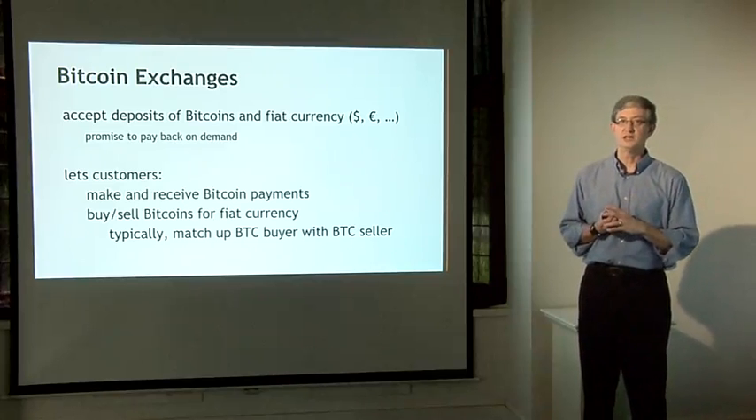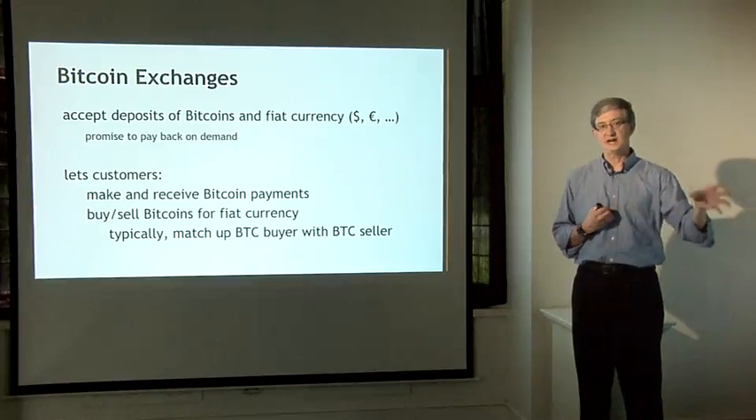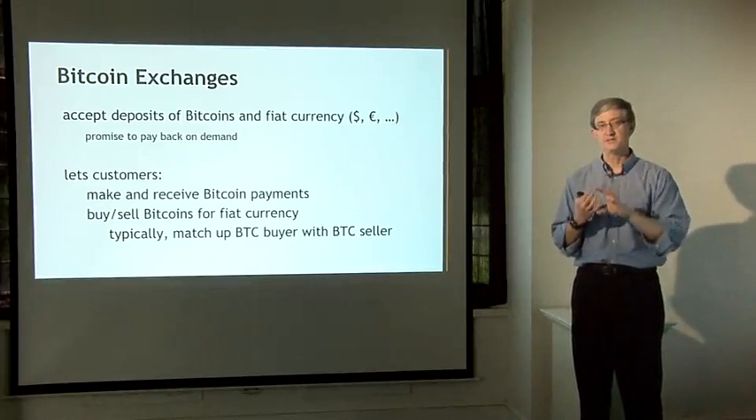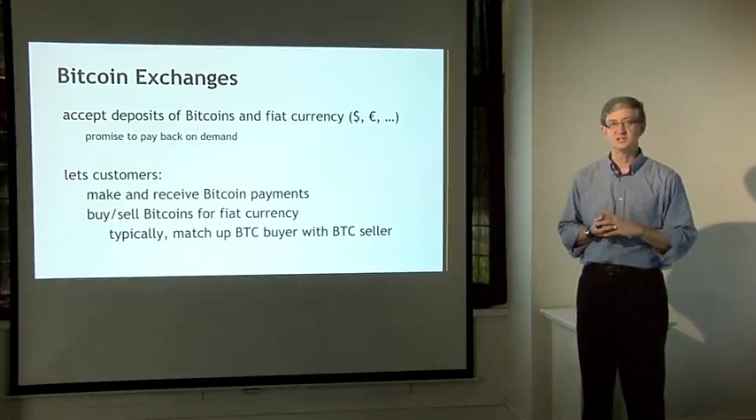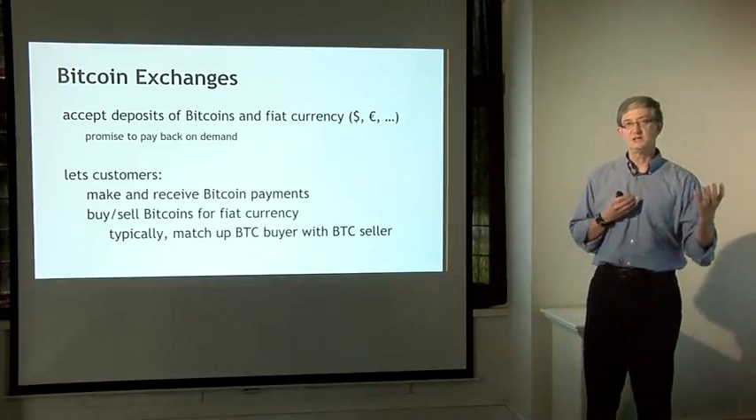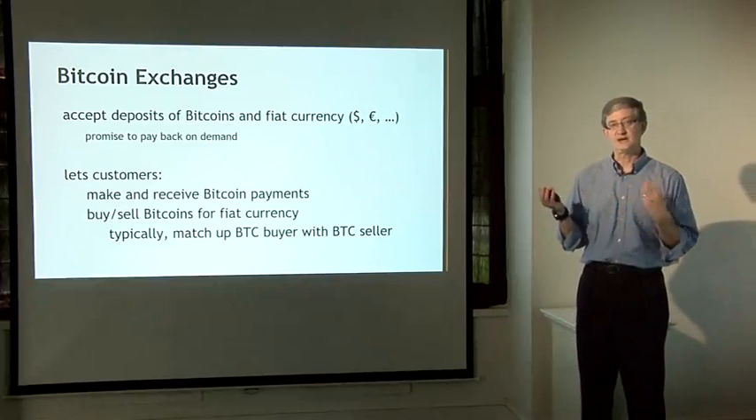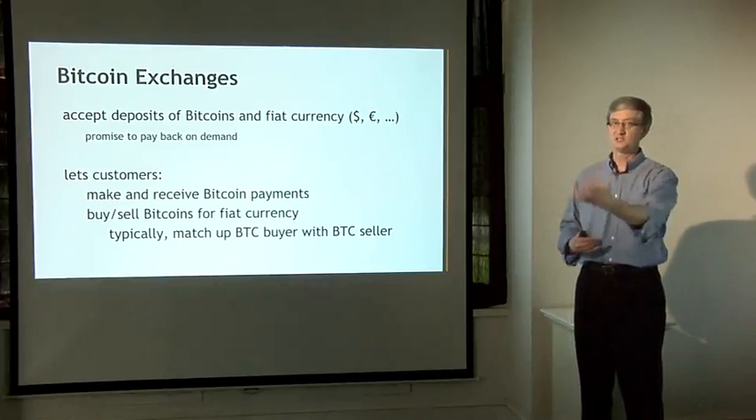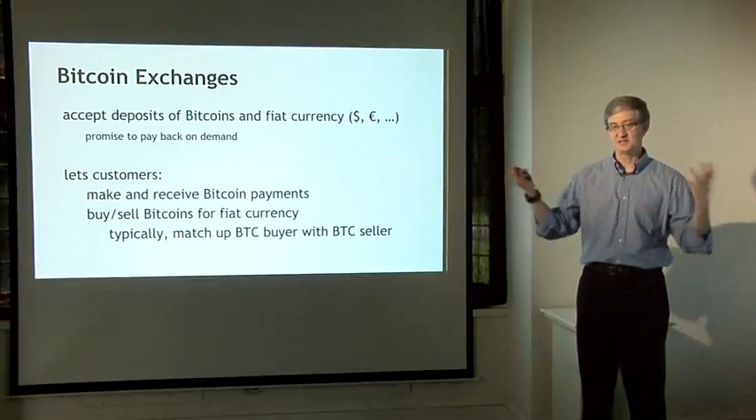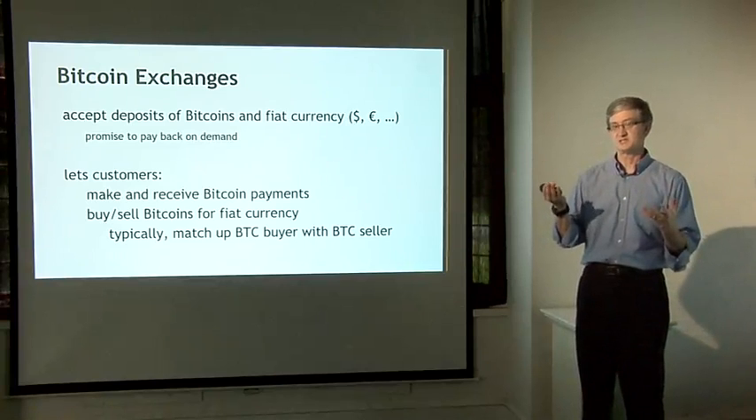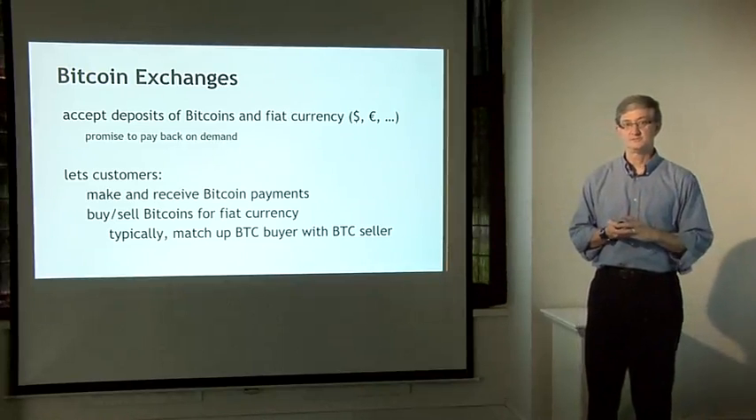And what they then let you do is, again, various banking-like things. They let you make and receive Bitcoin payments. You can direct the exchange to pay out some Bitcoins to a particular party, or you can ask someone else to deposit funds into a particular exchange on your behalf, put them into your account. And they also let you exchange Bitcoins for fiat currency or vice versa. And typically the way they do that is they find some customer who wants to buy Bitcoins with dollars and some other customer who wants to sell Bitcoins for dollars, and they try to match them up. That is, they try to find customers who are willing to take opposite positions in a transaction so that there's a mutually acceptable price, and then they will consummate that transaction.